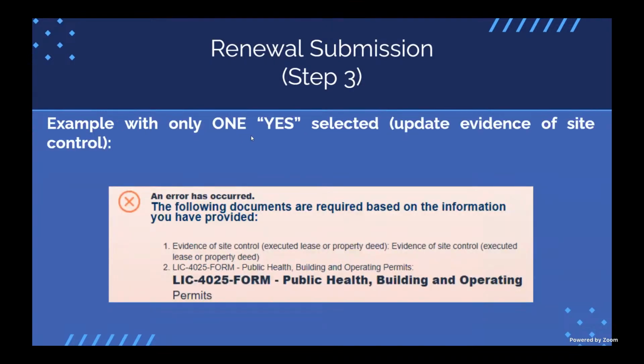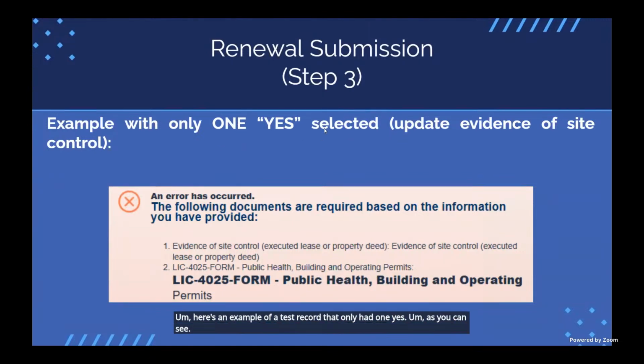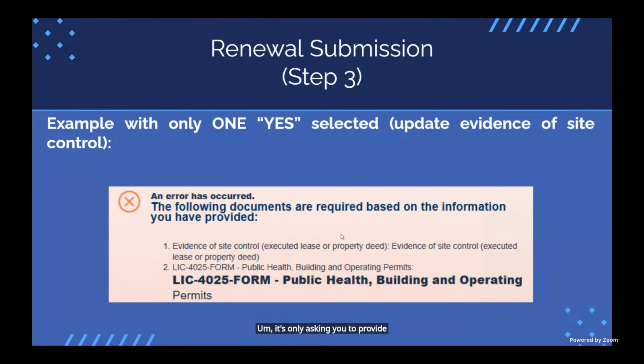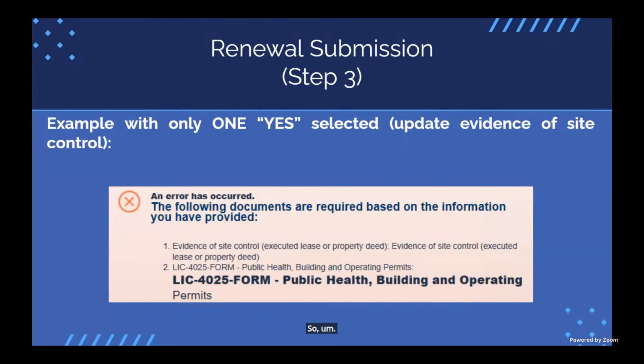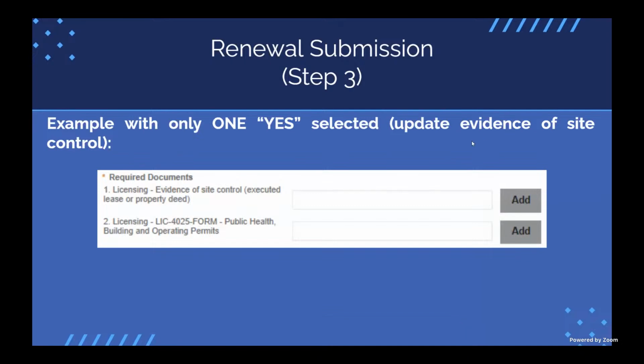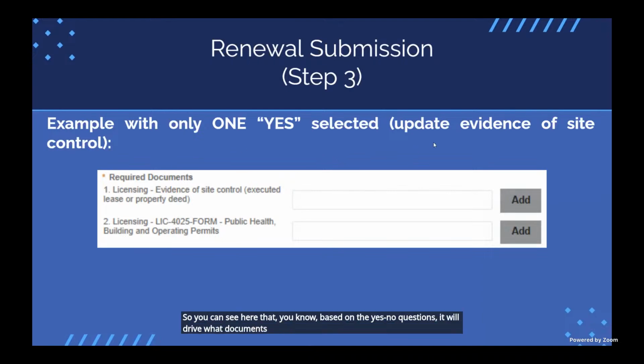Here's an example of a test record that only had one yes. As you can see, it's only asking you to provide the evidence of site control and the LIC 4025 form. The LIC 4025 form was a form that was rolled out earlier this year. So your 2025 record would not automatically have that form on hand. So you can see here that, based on the yes, no questions, it will drive what documents the system asks you to upload.